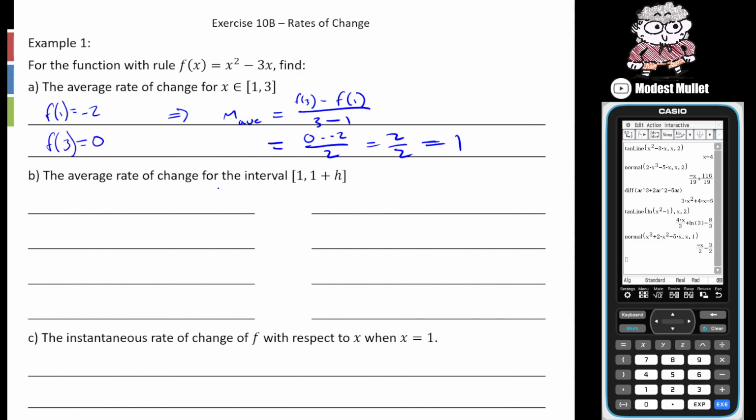Find the average rate of change for the interval 1 to 1 plus h. So this is, while it looks a little confusing, it's still just two coordinates. The first coordinate, x1, is 1, and x2, the second coordinate, is 1 plus some value h. Even though there's an h, we can still do everything the same. So f of 1 we already know is negative 2. Now we need to find f of 1 plus h. So it just needs a bit of substitution.